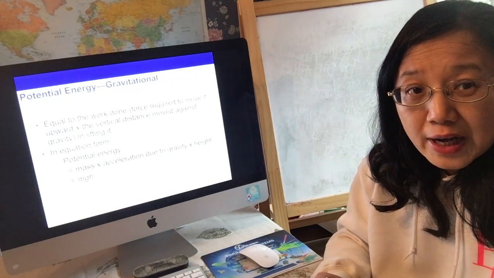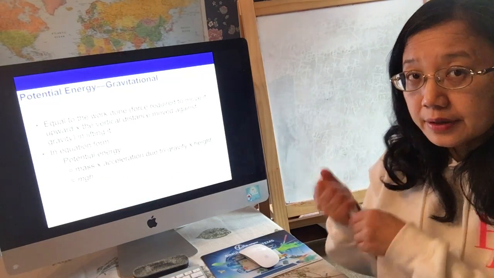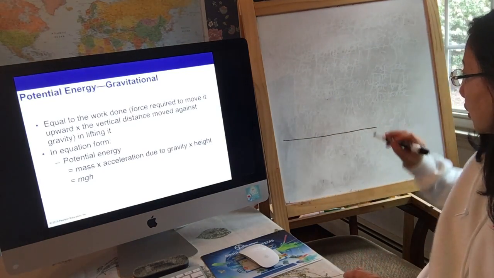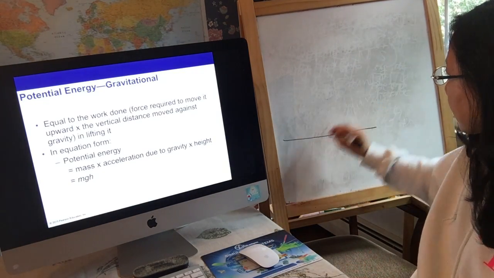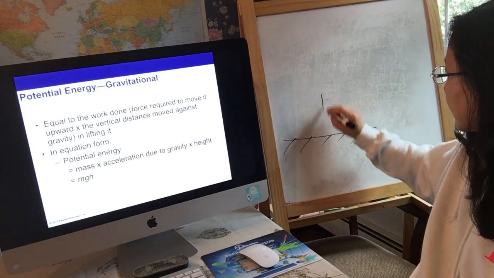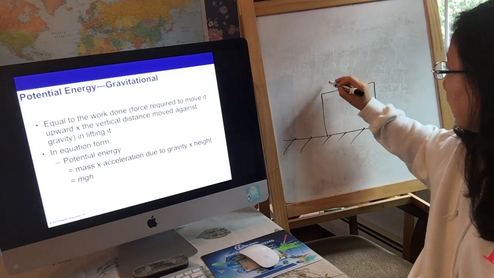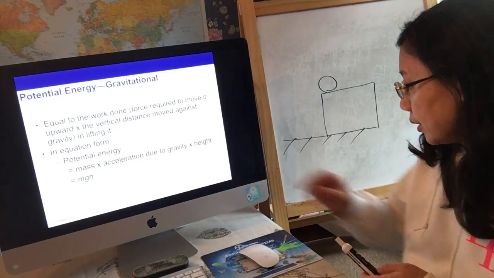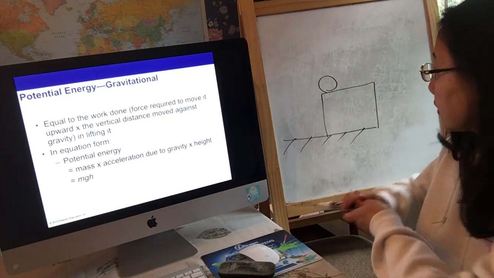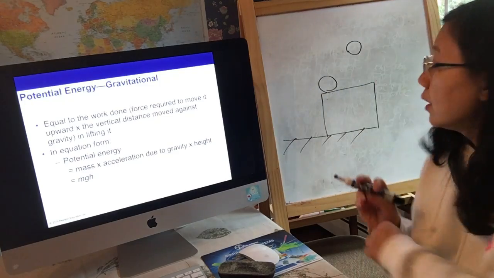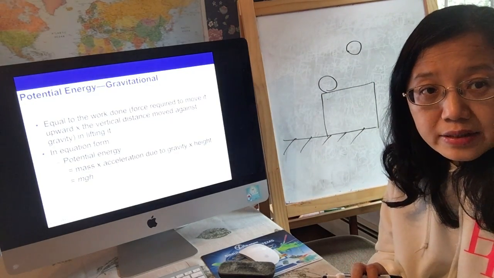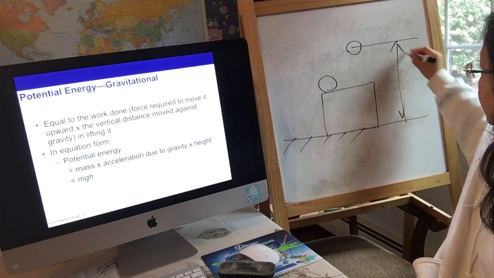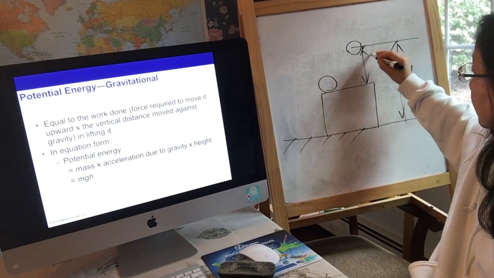But how do we measure height? That's the problem here. If this is the ground, and I have a table here, and I have an object here, or I could have an object here, how do we measure the height of the object? We could measure the height from here to here, or from here to here.